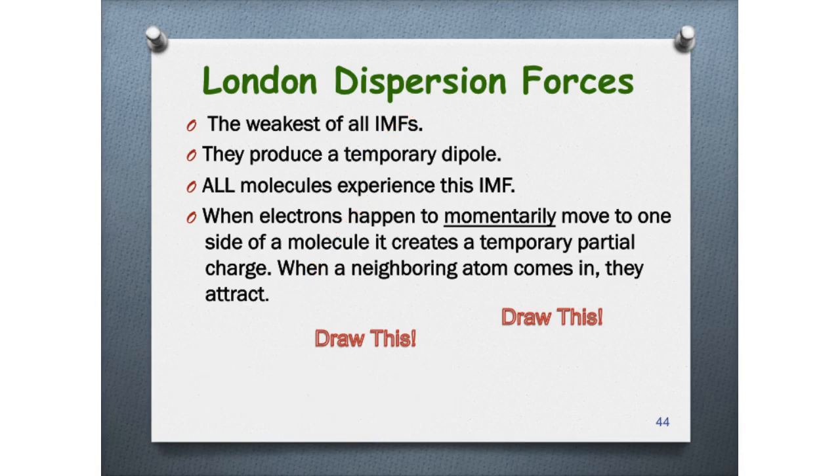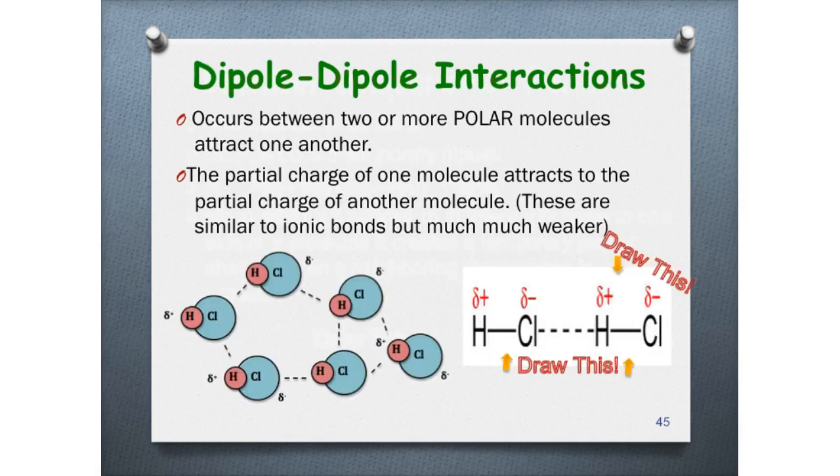The second one is called the dipole-dipole. The way the dipole-dipole works is that it occurs between polar molecules. Here's chlorine. It has a partial negative charge, and it's not temporary, it's actually permanent. And this partial positive here in hydrogen. These partial charges occur because there's a difference in electronegativity. And so the partial positive hydrogen is going to attract to the partial negative of chlorine. These interactions are called dipole-dipole forces or dipole-dipole interactions.